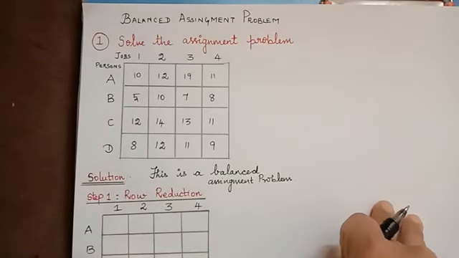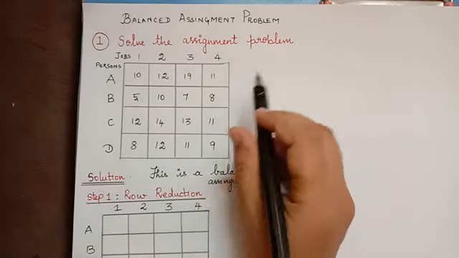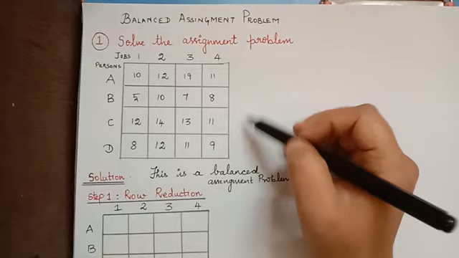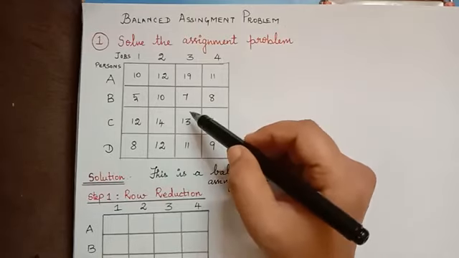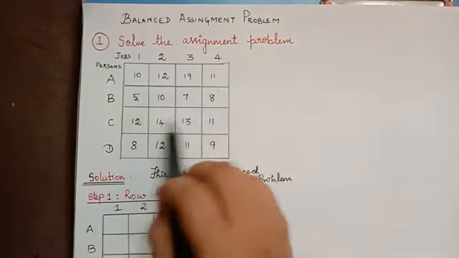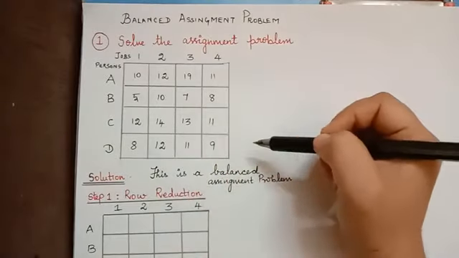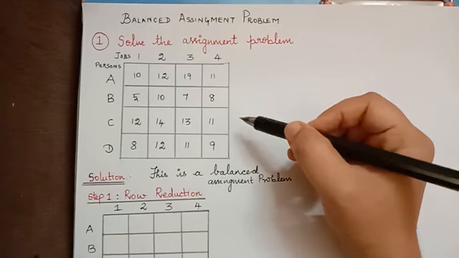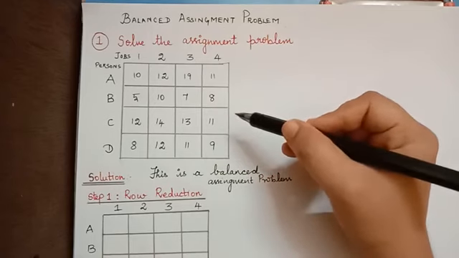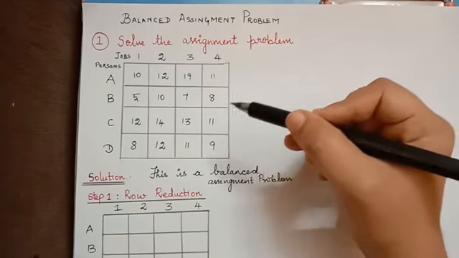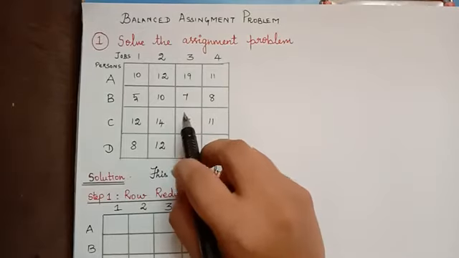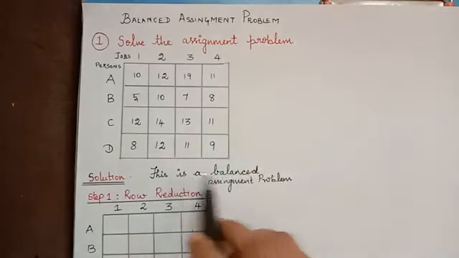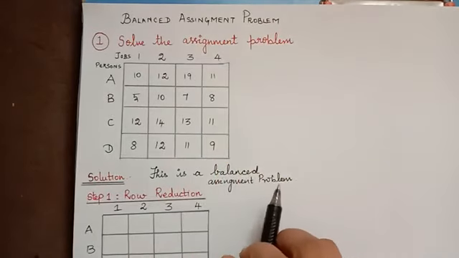Hello students, now we shall solve an assignment problem. First we have to check whether the given problem is balanced or unbalanced. If the number of rows is equal to the number of columns, then the problem is said to be a balanced assignment problem. If they are not equal, then it is an unbalanced assignment problem. Now in this problem, there are 4 rows and 4 columns. So this is a balanced assignment problem.